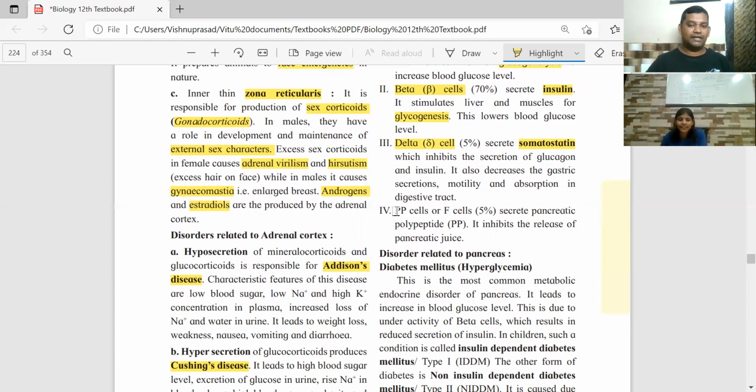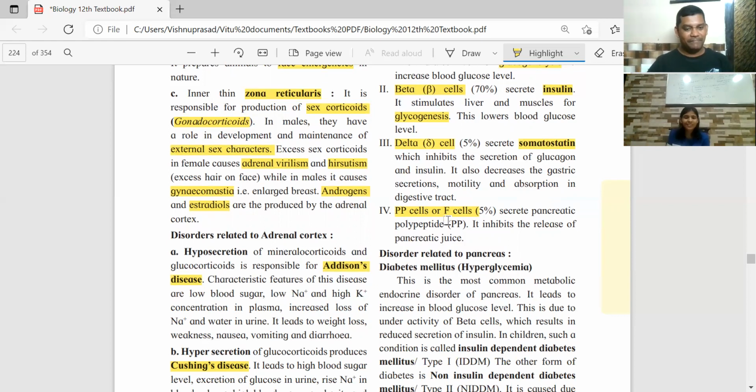And the fourth one is PP cells, also called F cells, 5%. Wait, what was that? Adrenaline goes to the adrenal medulla. Fight, flight, and fright. That is different. This one is only F.